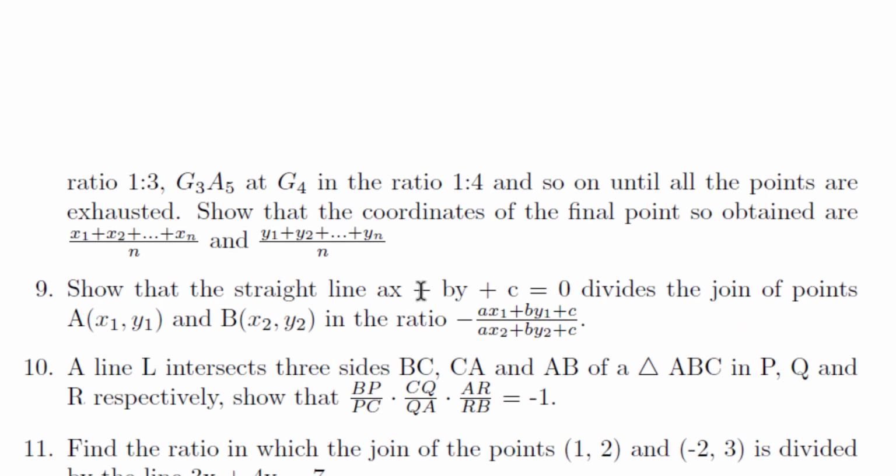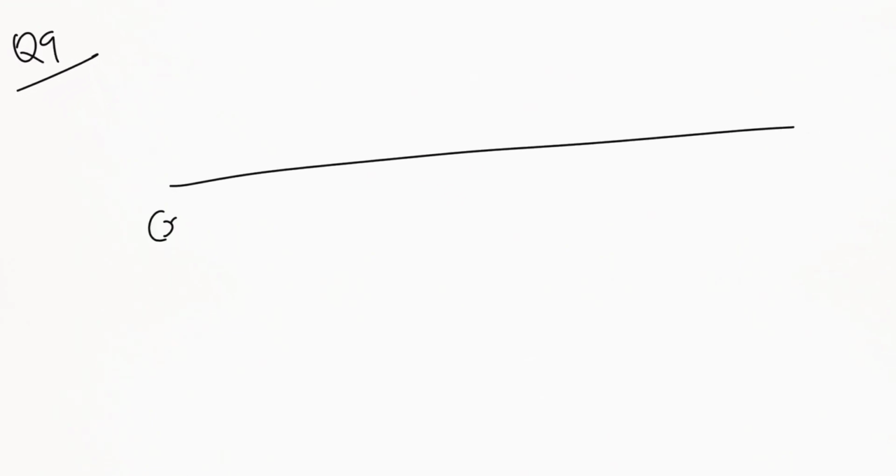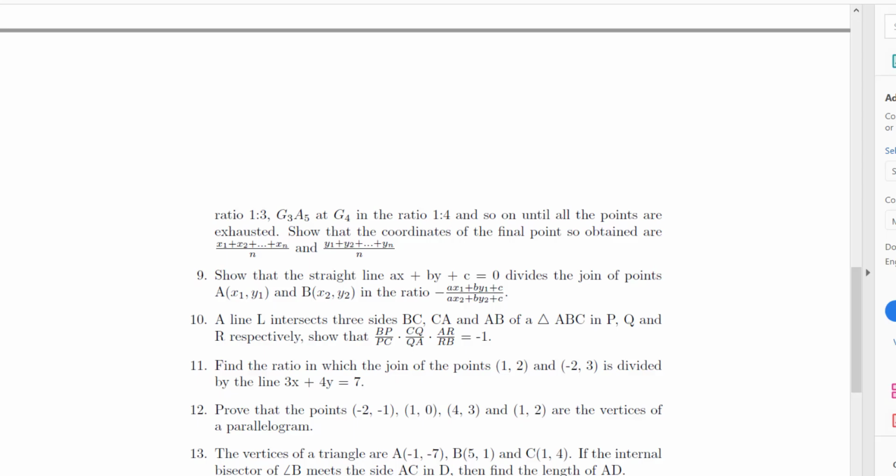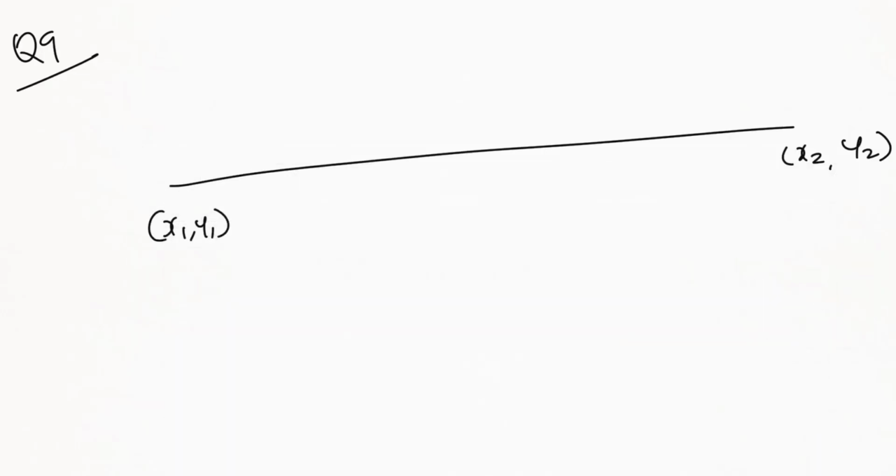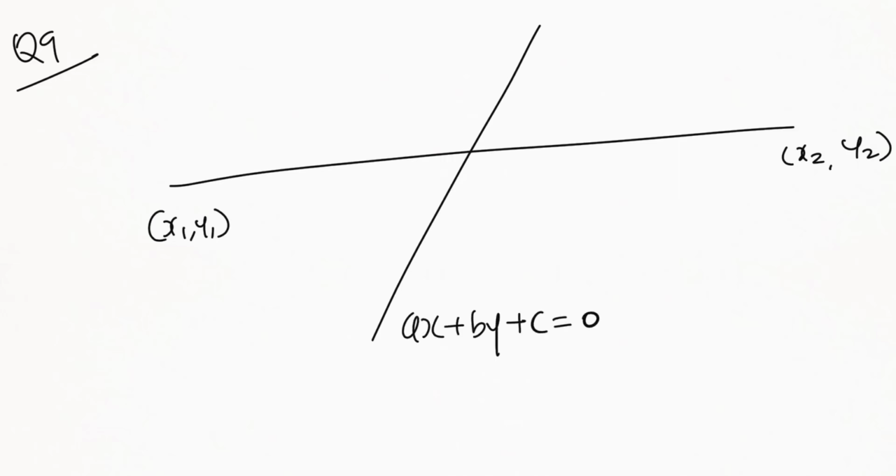The straight line ax plus by plus c, I'll come to this, the equation, how does any equation represent a line? It divides the join of points x1, y1 and x2, y2 in a ratio. Basically, when two points are given, x1, y1 and x2, y2, we have to find the ratio in which the line divides them. The equation is ax plus by plus c equals 0. Although we will be discussing the equation of a line in more detail later.